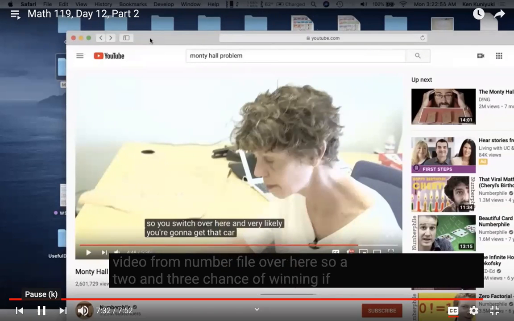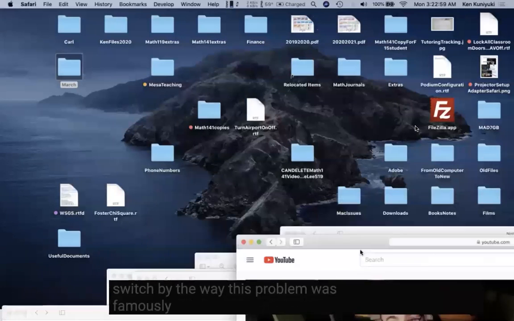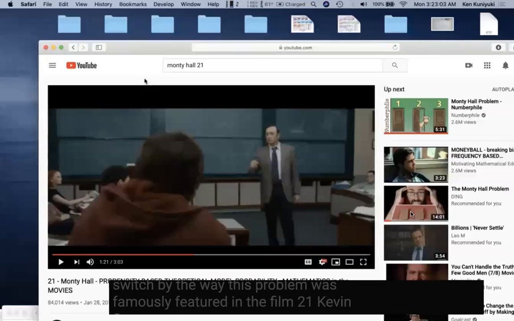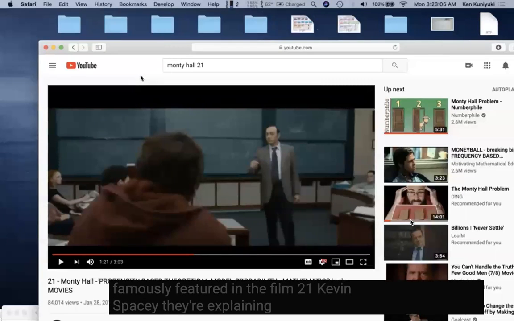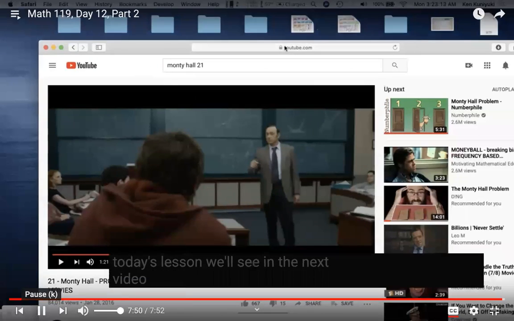Chance of winning if you switch. By the way, this problem was famously featured in the film 21, Kevin Spacey there, explaining the Monty Hall problem. So it's a very famous problem. Now, what does this all have to do with today's lesson? We'll see in the next video.